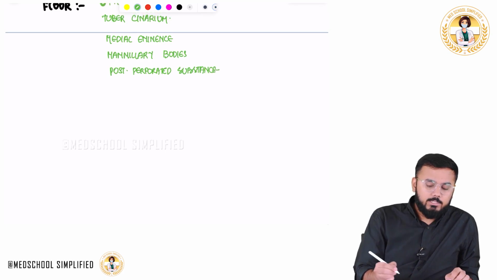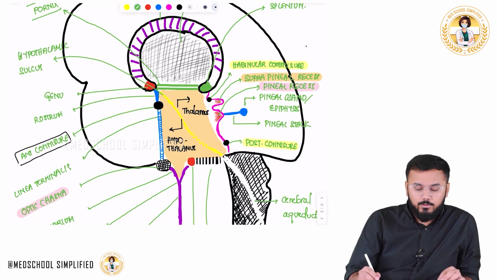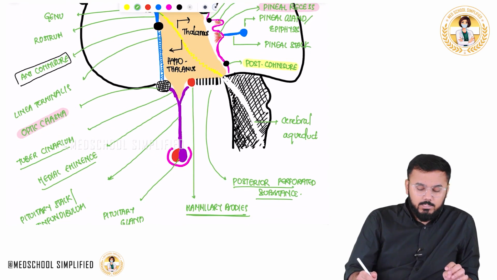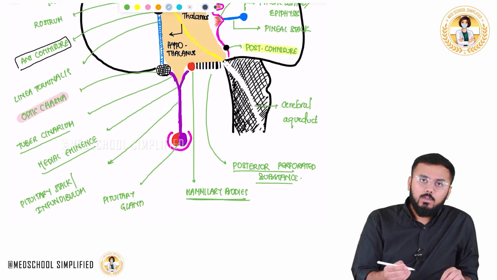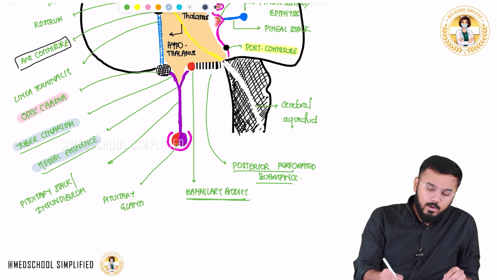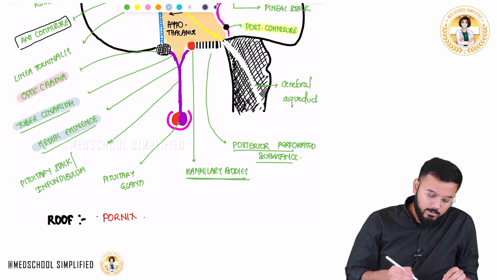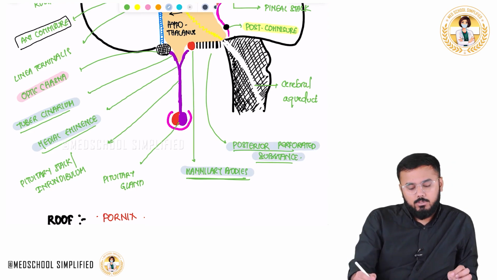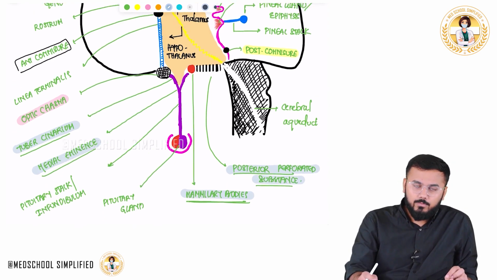So what are the structures that are forming the floor of your diencephalon or the floor of the third ventricle? These are your optic chiasma, that is one, and second is your tuber cinereum, and then you have got your medial eminence over here, right? After the medial eminence, you have got your mammillary bodies and then posterior perforated substance. So these are the structures that are forming the floor, okay?